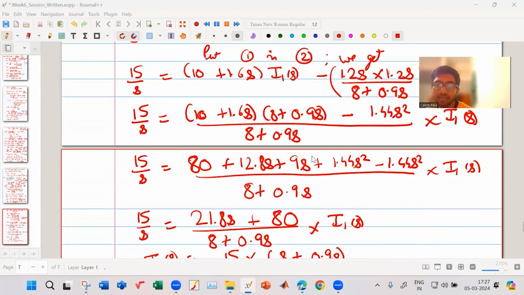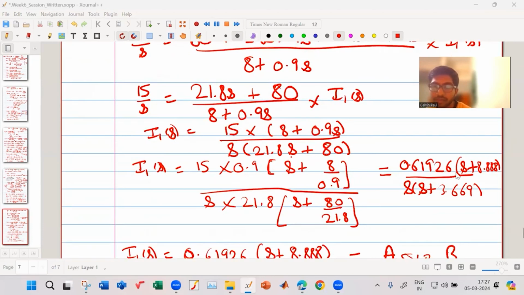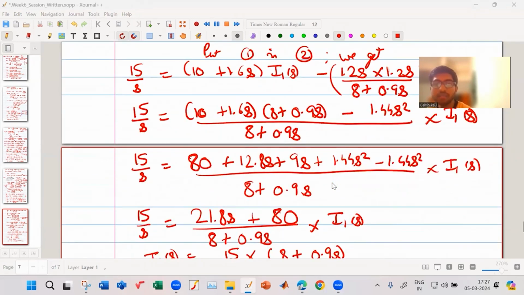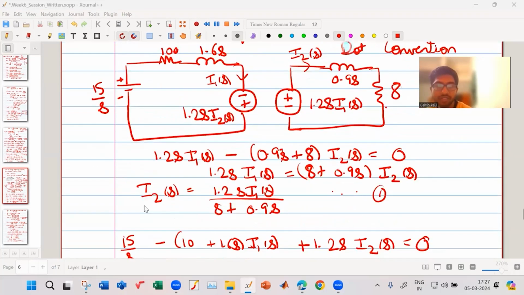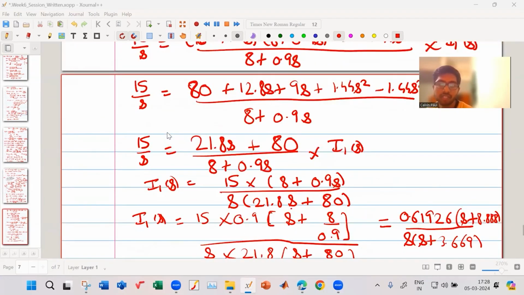What will happen is certain factors will get cancelled. This factor will get cancelled and this S also will get cancelled. So it becomes a bit easier to solve for I2 of S. I'll leave it for you guys. So I'll proceed to the next question.